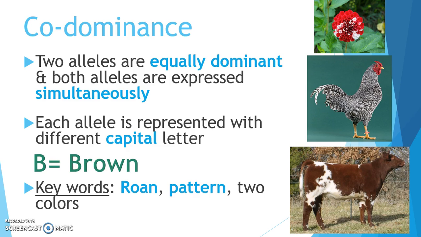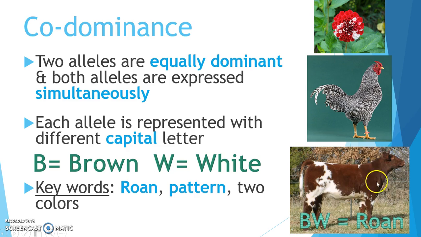So let's take the cow as an example. One allele would represent the brown coloring, and that allele would be represented with a capital B. Now that cow also has white fur or white hair, so there's also a capital W, right? Those are the two different versions, but they're both dominant, so they're both written as capital letters. And so that cow has a genotype of BW. Now, anytime you see a cow or a horse that has this brown and white or red and white colored fur, that cow or that horse is known as roan.